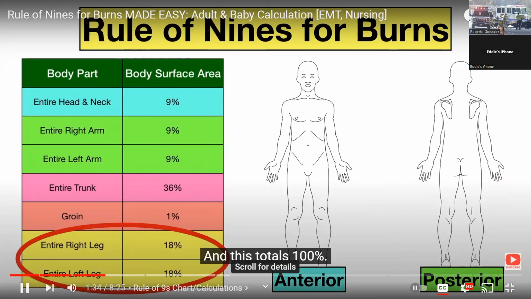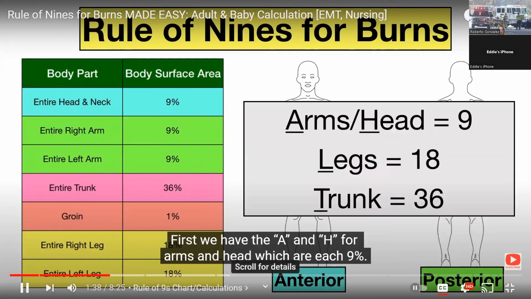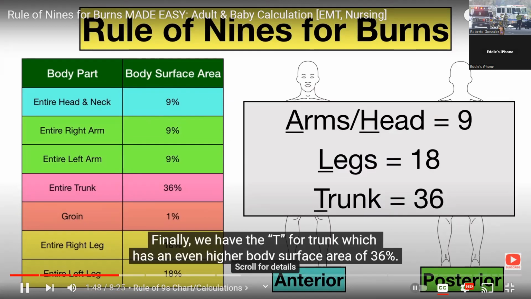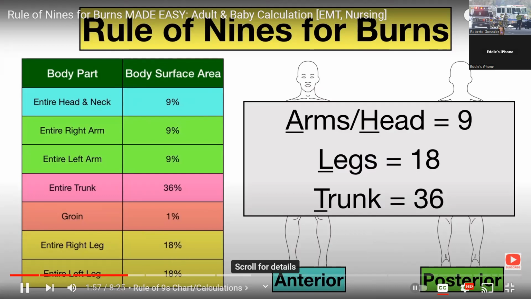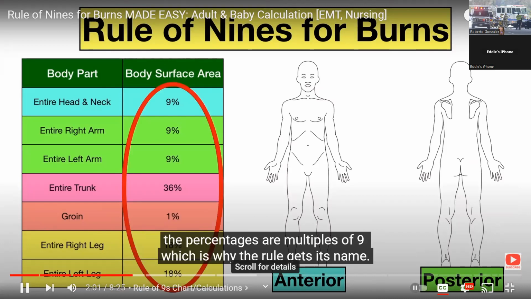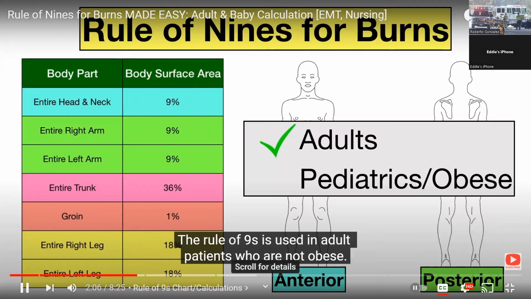The easy way to remember this is to go in alphabetical order. First we have the A and H for arms and head, which are each 9%. Next we have the L for legs, which has a higher body surface area of 18%. Finally we have the T for trunk, which has an even higher body surface area of 36%. Once you have committed that to memory, the rest becomes easy. With the exception of the groin, you can see how the percentages are multiples of 9, which is why the rule gets its name. The rule of nines is used in adult patients who are not obese.